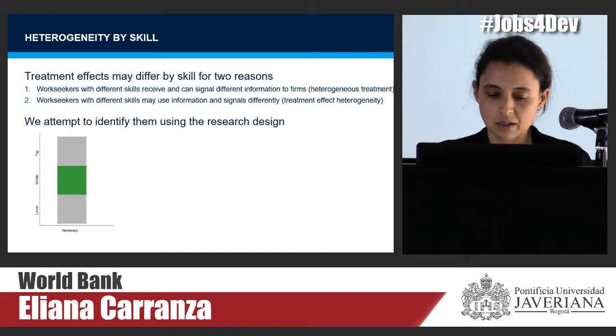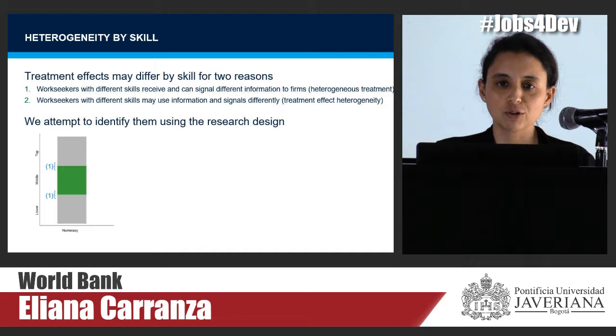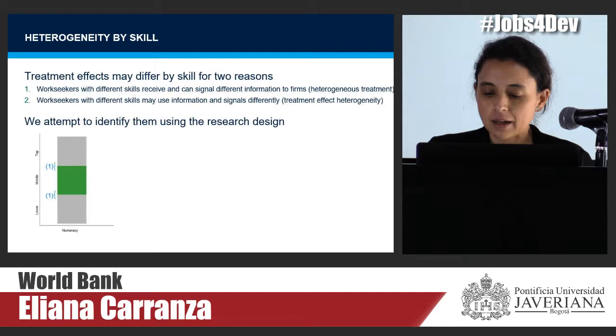So to test for the first type of explanation, we are going to look at work seekers with similar skills that received different information on those skills. They were placed in different terciles. And only the public group will be able to signal the tercile in which they were assigned. And so we do this by comparing work seekers at the margin of those terciles.